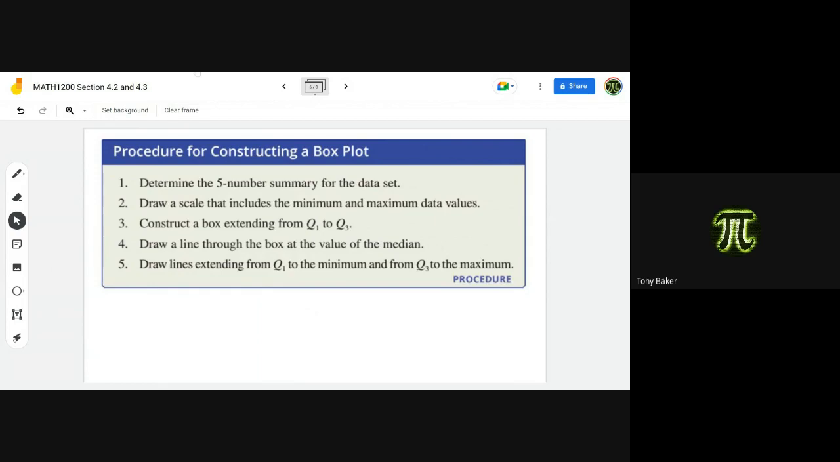The one place that you actually do normally see box and whisker plots is in stocks.